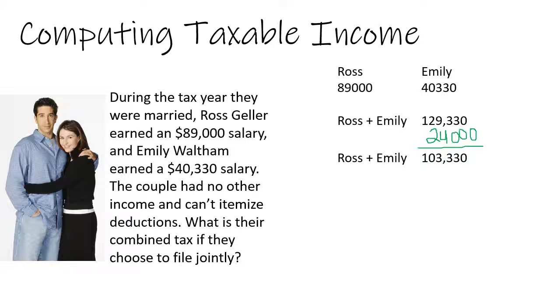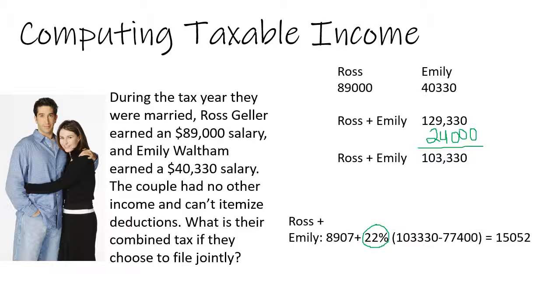Now, let's look at their tax rates. This would put Emily and Ross in the 22% tax bracket, which is the same marginal tax bracket as Ross fell under. However, the bucket of excluded income is much higher here, which means that a smaller portion of this is taxed at this higher rate.